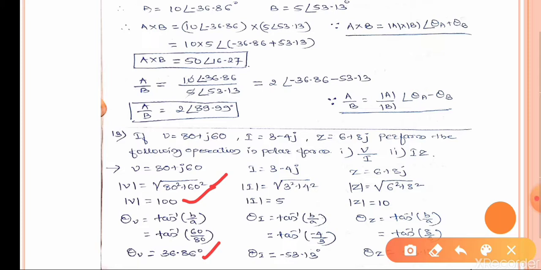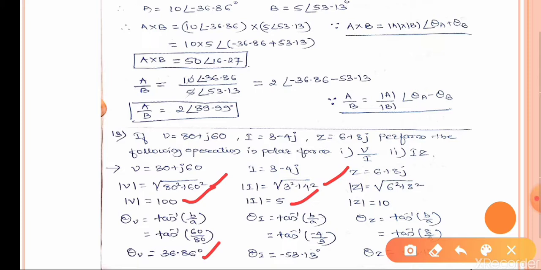Next, the current they have given I equal to 3 minus 4j. So magnitude of I is square root of 3 square plus 4 square, you will get magnitude as 5. Theta I equal to tan inverse of B by A, tan inverse of minus 4 divided by 3. So theta I you will get minus 53.13.